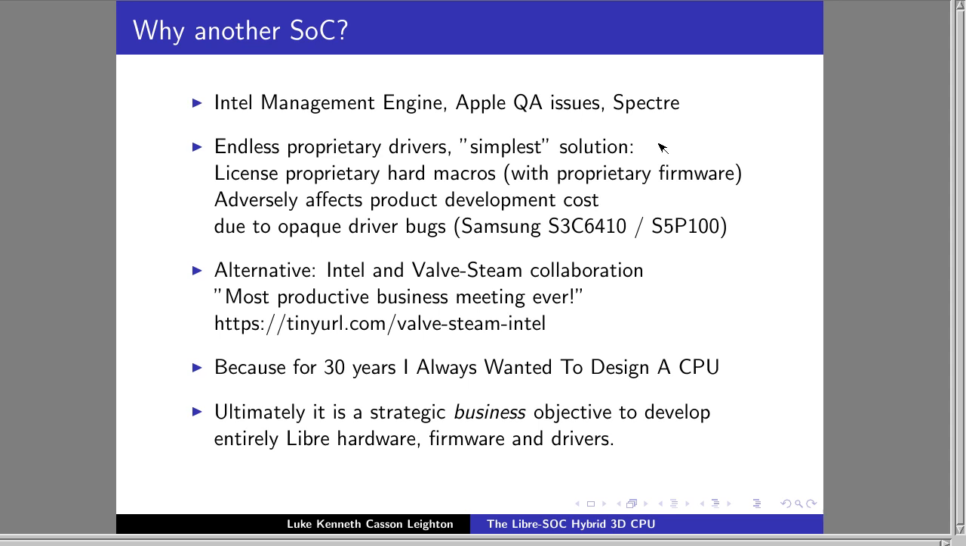You've got the Intel Management Engine, which has been in Intel processors since 2009. AMD has their own equivalent since 2013. You've got Apple, whose QA issues were detected by Intel. They were reporting more QA issues in Intel processors than Intel were reporting in Intel's own processors, which is why they started the M1 project. You've got Spectre, you've got Meltdown, it's just a mess. You've got endless proprietary drivers.